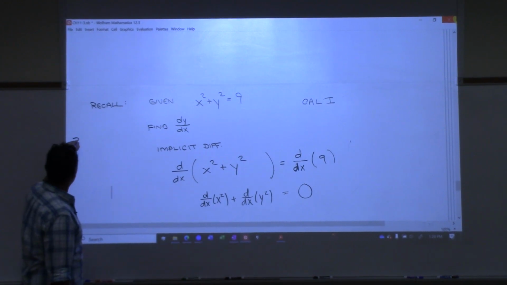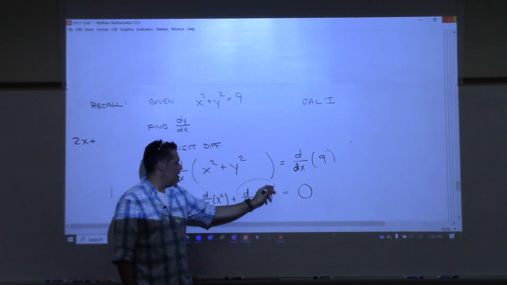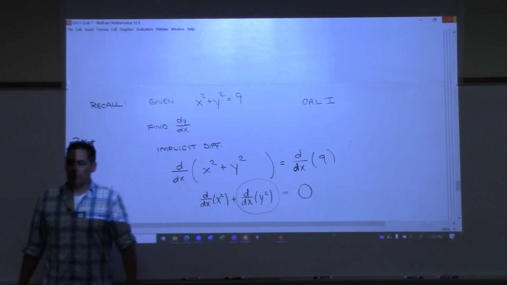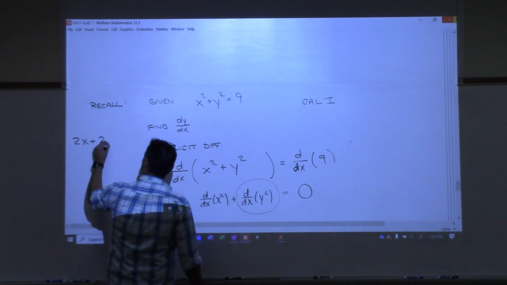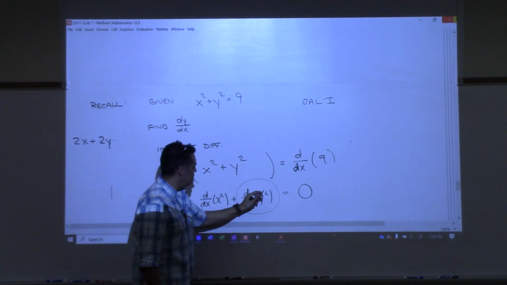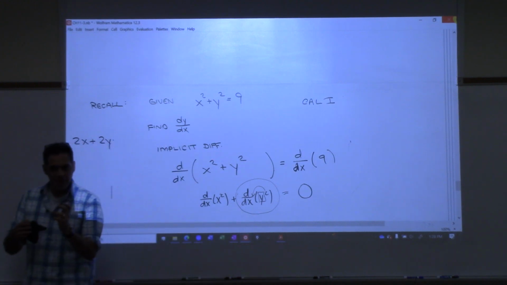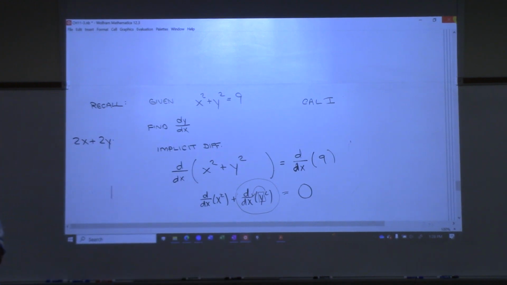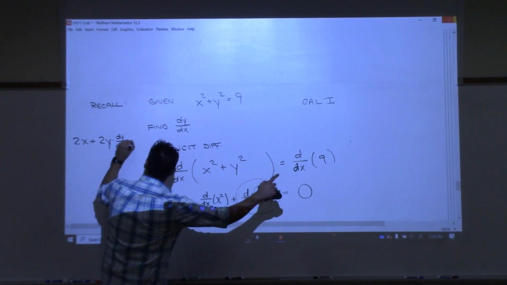So the left side becomes 2x plus, now this was the one that my Cal 1 students always struggled with, because when you're taking the derivative of y squared with respect to x, you first have the power rule, right? So you get 2y. But then students forget, after you've done the power rule, you then have to come in here and take the derivative of y, the base. And the derivative of y with respect to x is not 1, right? It's dy dx. So you get dy dx here, and then equals the other side of the equation.